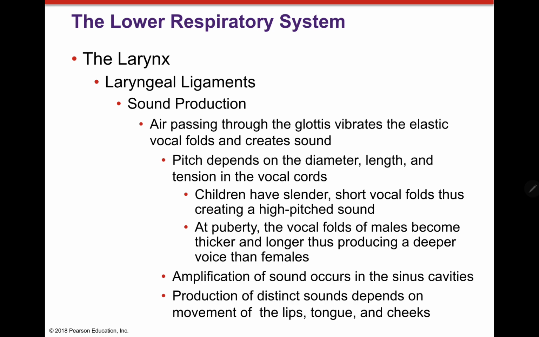Now, for sound production, air will pass through the glottis. That's going to vibrate the elastic vocal folds, and that's how sound is then created. However, your pitch will depend on the diameter, the length, and the tension in those vocal cords, right? So children have slender, shorter vocal cords, thus we have a high-pitched voice. But for example, at puberty in males, those vocal cords become thicker and longer, producing a deeper voice, typically, than a female.